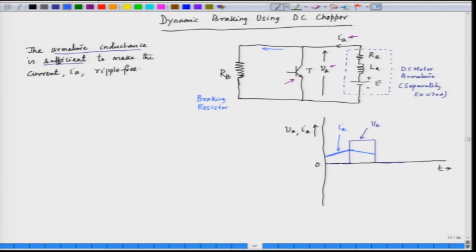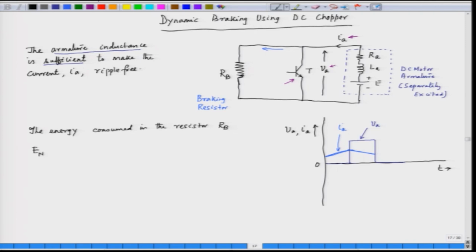Now, we have to find out the power dissipated in the braking resistor. Let us see what is the energy dissipated in the braking resistor. If we try to find the energy expression, the energy consumed in the resistor RB, so this is En.